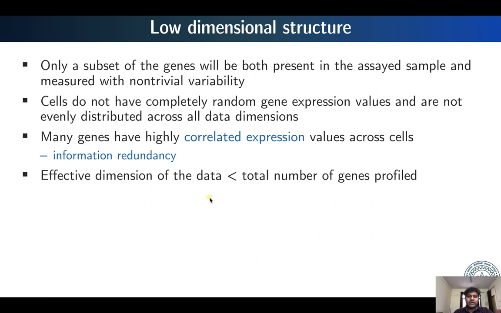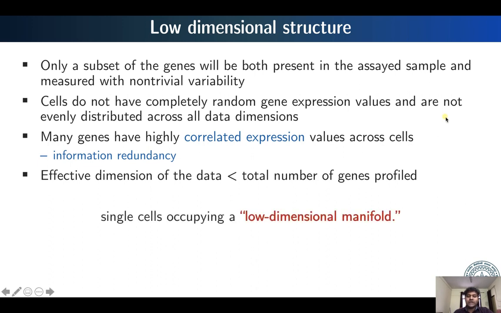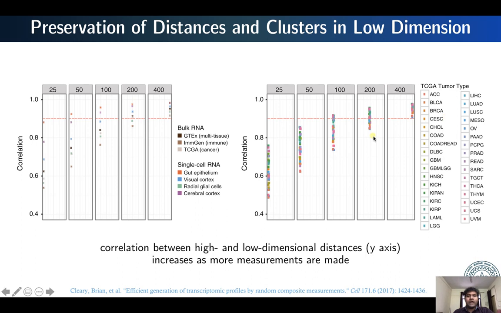And in fact, we can say that the single cells are actually occupying a lower dimensional manifold. So this lower dimensional structure of the data is also known as a lower dimensional manifold, and this is also sometimes known as the phenotypic space or the latent space of the cells. So in fact, the distances that you can measure in the high dimensional data and the clusters that you can obtain from the high dimensional data are also preserved in the low dimensional structure.